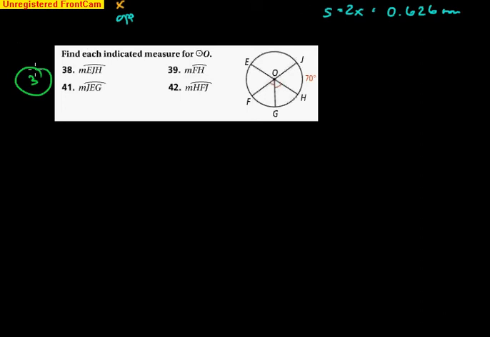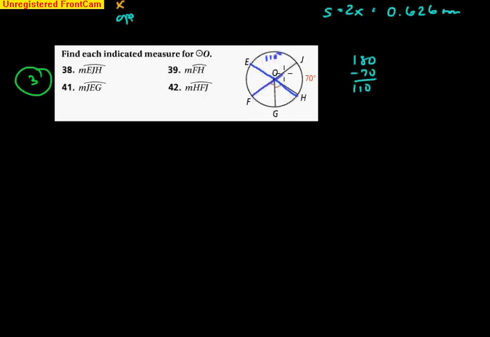Find each indicated measure for circle O. And of course, what I like to do first is just work on the circle. So EH is a diameter. Therefore, we have semicircles, 180 degrees. So EJ is going to be 180 minus 70. That's 110. So EJ is 110 degrees.